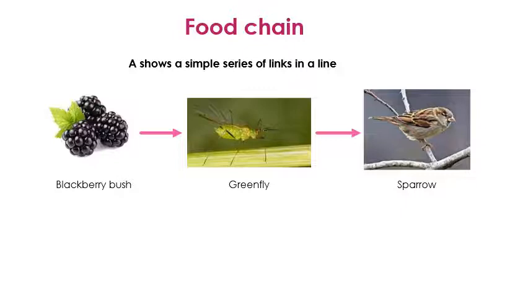A food chain shows the flow of energy and materials from one organism to the next in a habitat, beginning with the producer. The arrows between each organism in the chain always point in the direction of energy flow, from the food to the feeder. So looking at this food chain, the energy is going from the blackberry bush to the greenfly and onto the sparrow.